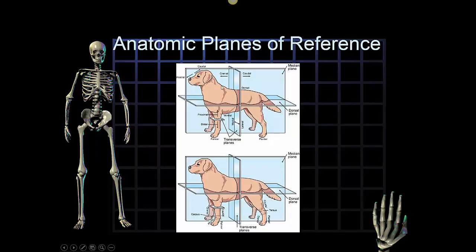Dorsal is going to be along the back, and you can just think of a dolphin with a dorsal fin. And ventral is going to be along the belly. What makes the decision between dorsal and ventral when it comes to the body or the barrel is that imaginary dorsal plane right here. It kind of divides the animal between dorsal and ventral.